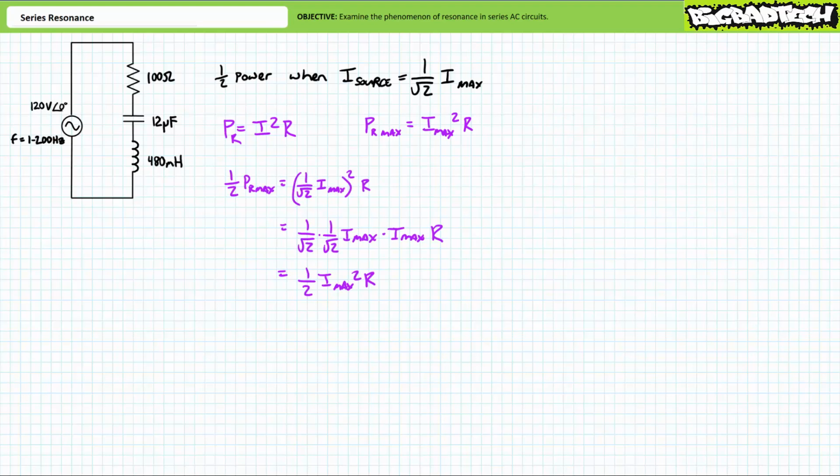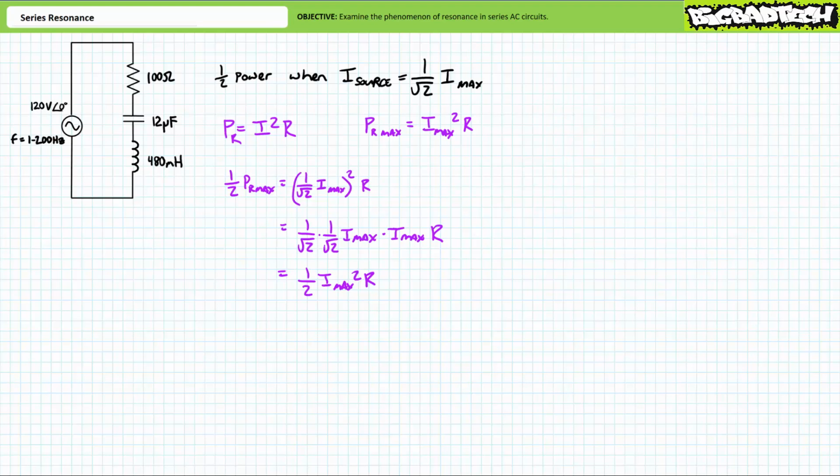If current happens to be 1 over square root 2 times peak, or roughly 0.707 current peak, the power calculation yields 1 over square root 2 peak current squared times the impedance. 1 over square root 2 squared is half peak power. Get it? Any frequency resulting in current above 0.707 or 70.7% of peak would yield half power or greater. And any frequency resulting in current below 0.707 or 70.7% of peak would yield half power or less.